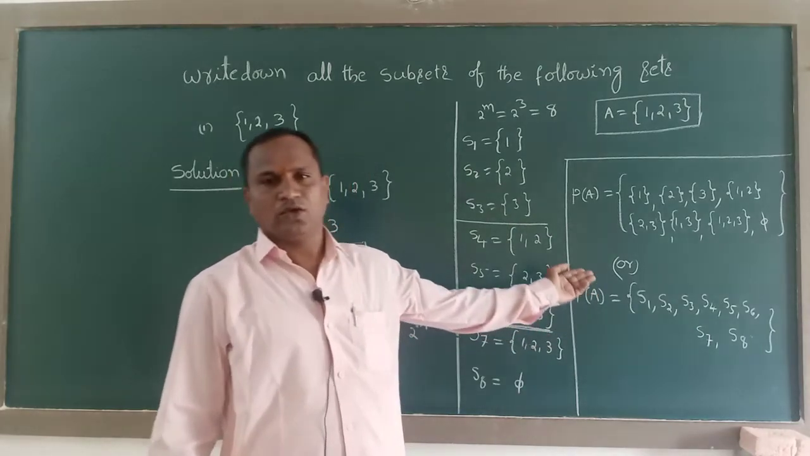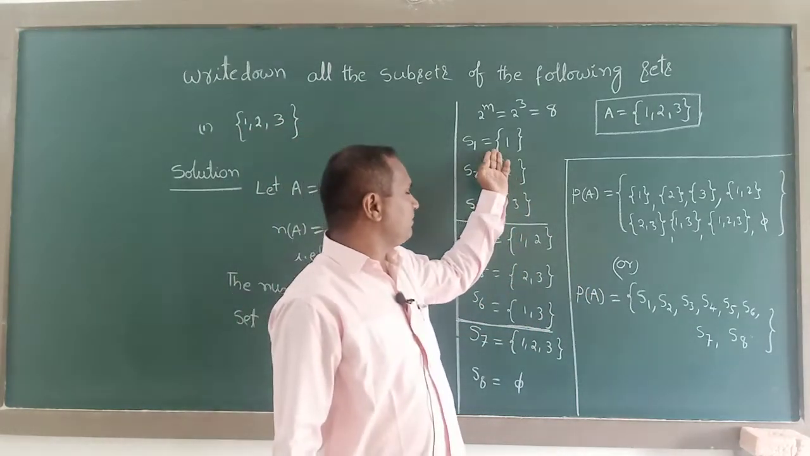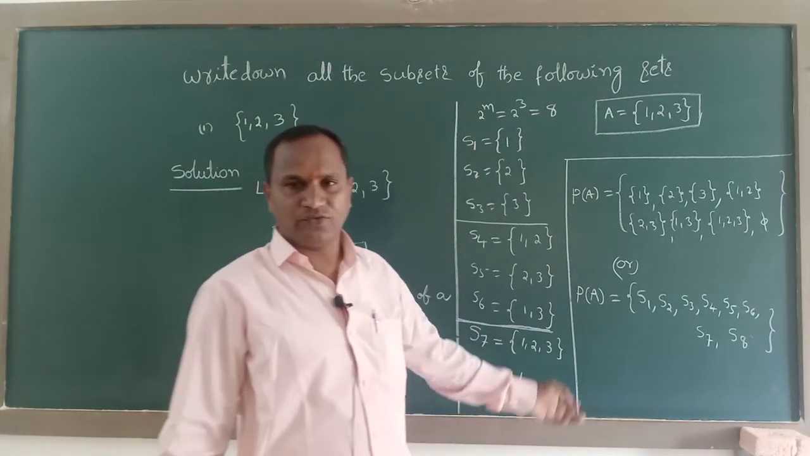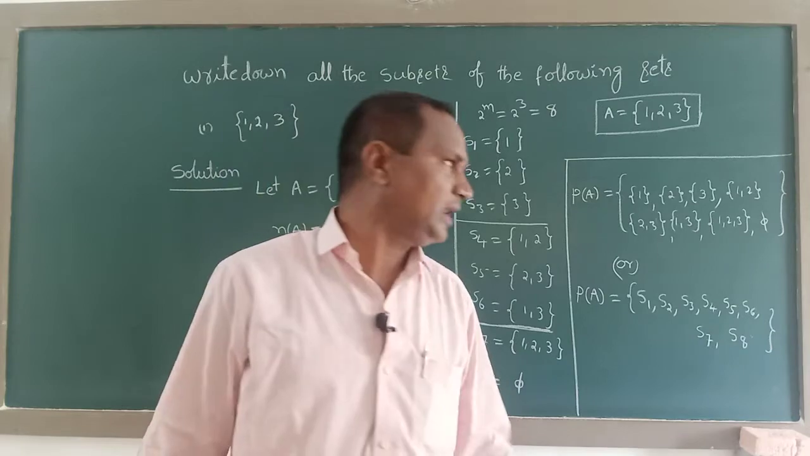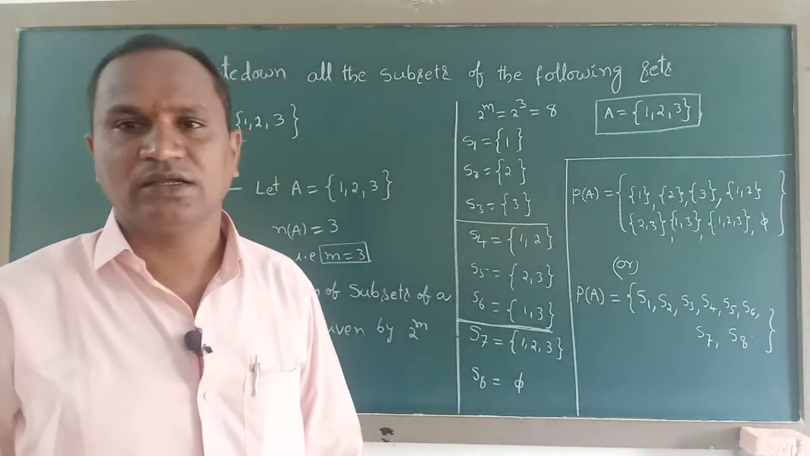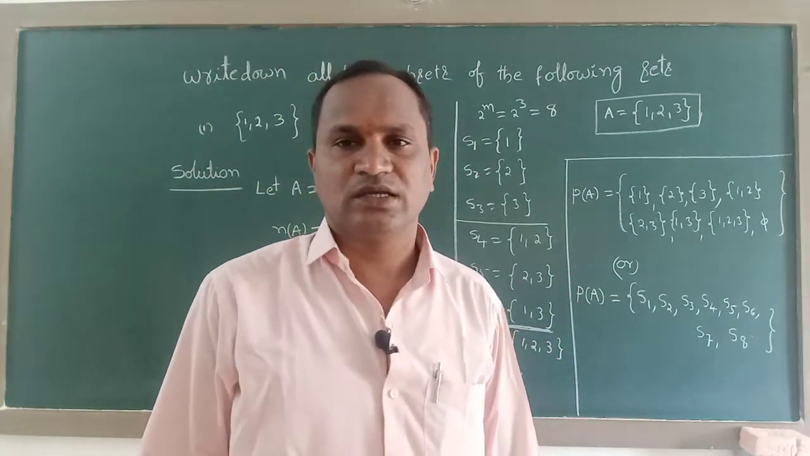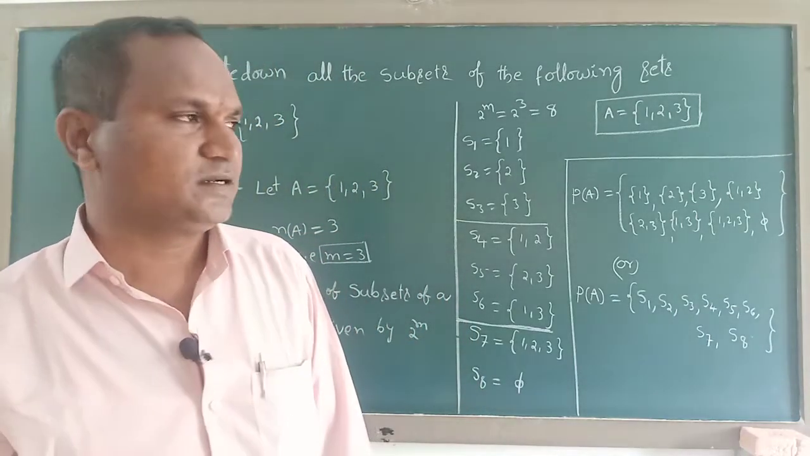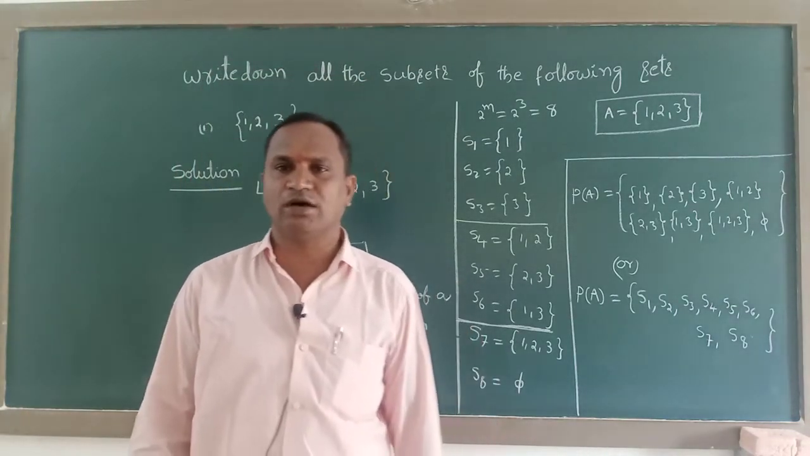Because we already knew and found the elements of S1, S2, S3 up to S8, directly we can write, no problem here. Like that we are finding the number of subsets for the given set when the set contains 3 elements. Now we are going to move on to solve another question.